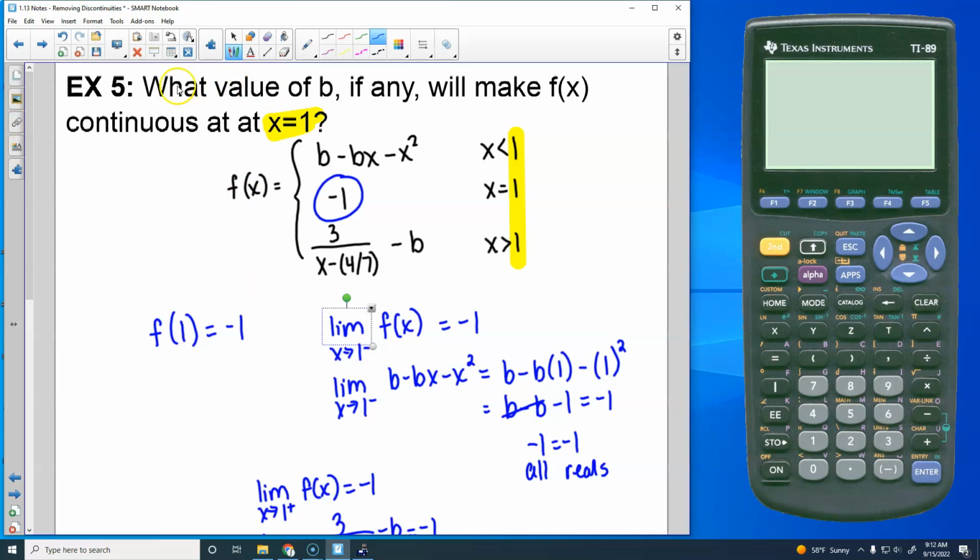Actually, no, maybe not. It says what value of b, if any. So if you got like a 5 for the first one and an 8 for the second one, you would say there's no value for that. I guess it's worded where it does leave it open for the possibility that this just cannot be continuous.